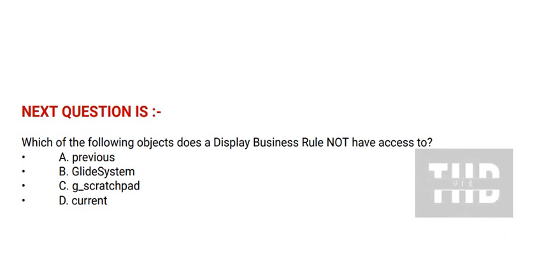Next question is, which of the following objects does a display business rule not have access to? Option A. Previous. Option B. GlideSystem. Option C. g_scratchpad. And option D. Current. And the correct answer is option A.